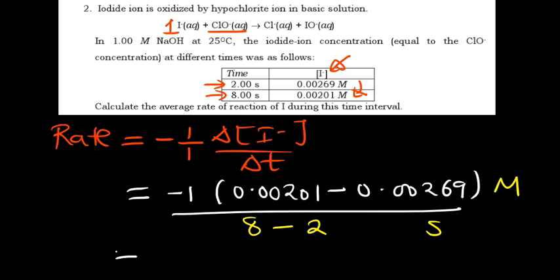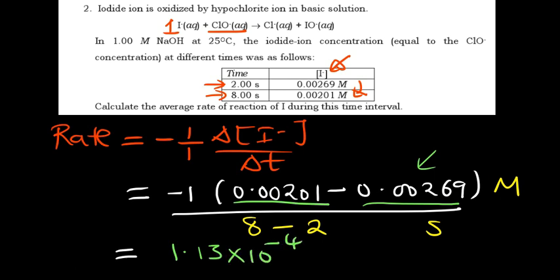So grab your calculator. -1 times, first of all you can start with what is in the brackets, 0.00201 minus 0.00269. Realize that the other part is bigger, so it is going to be negative, divided by the difference, which is 6, and then multiplied by the -1, it becomes a positive result. So I'm getting 1.13 times 10 to the power -4 molar per second. Okay, that's it for question 2.